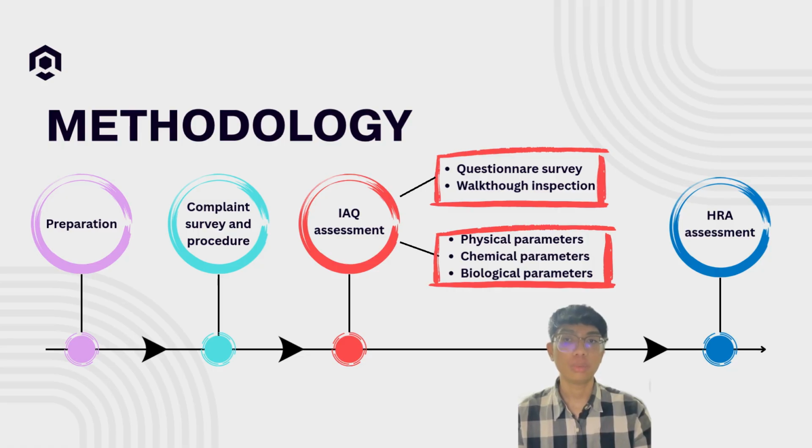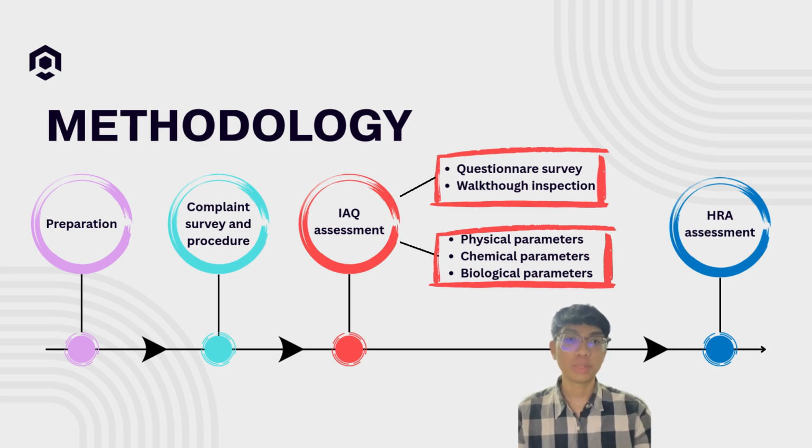And then I will begin the IAQ monitoring, where I will monitor physical parameters, which are air temperature, relative humidity, and air movement. Chemical parameters including carbon dioxide, carbon monoxide, formaldehyde, ozone, particulate matter, and TVOC. And lastly, the biological parameters, which are total bacteria count and total fungal count.